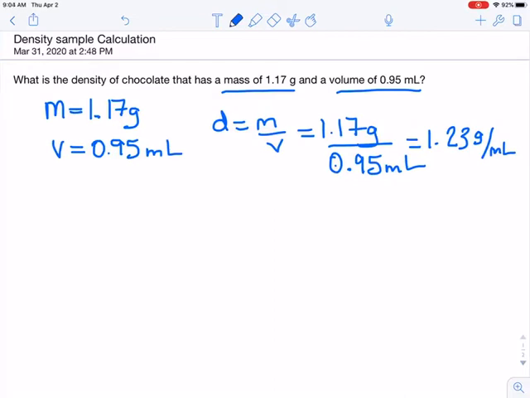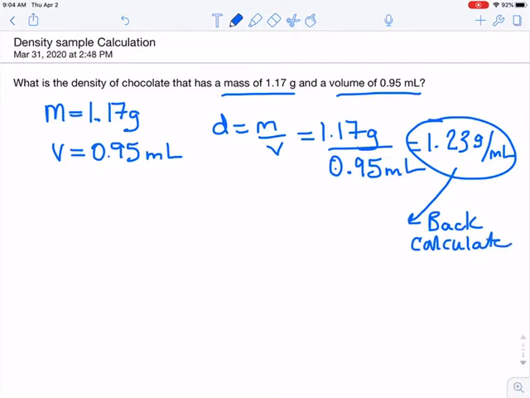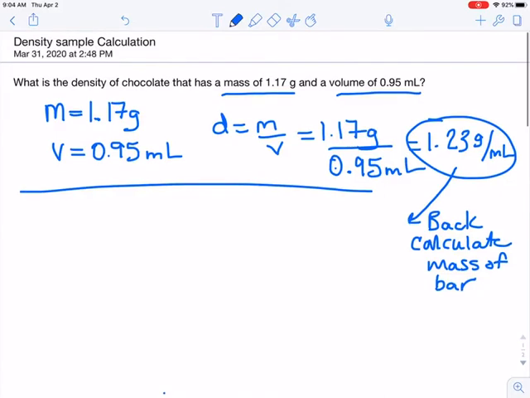And what you would have done had we continued with our SMAC-G project is you would have used the density that we calculated here, that you would have calculated from the labs that we did, and you would have back calculated the mass. So if we were going to do that, back calculate mass of your bar, you would have been told that your volume, in this case of your bar, was 100.